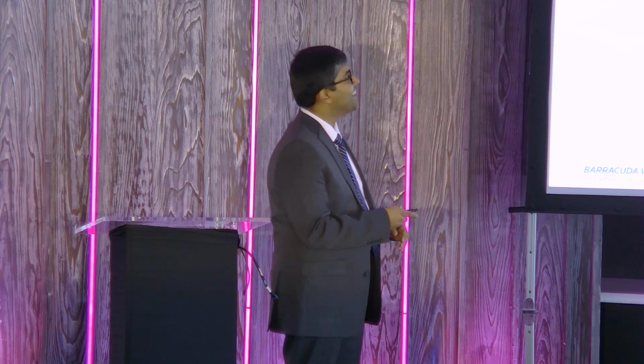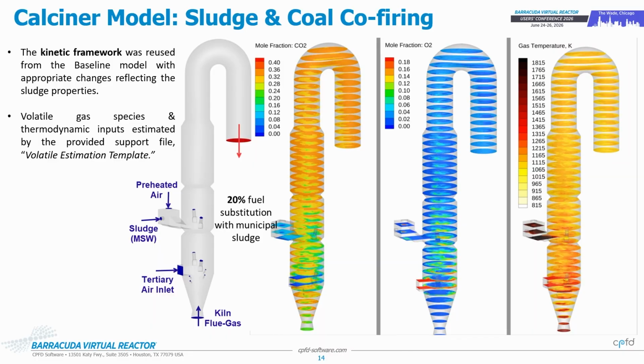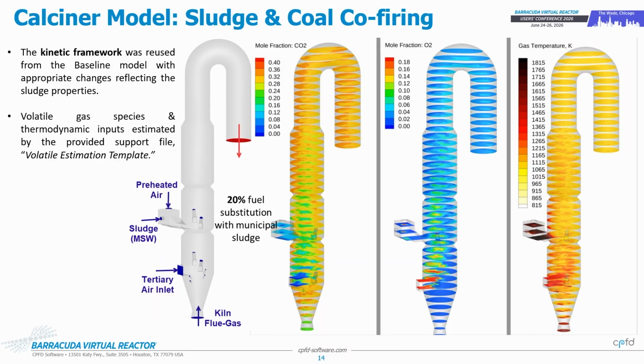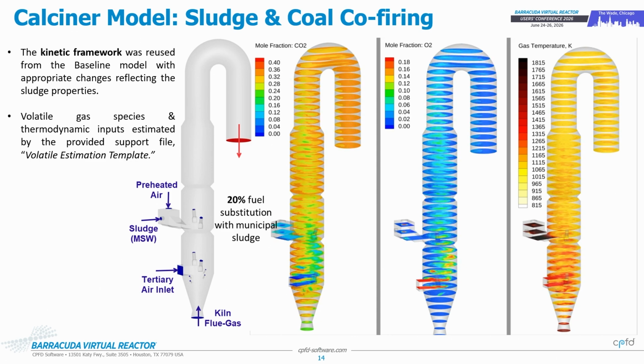Okay, so I do have one more slide, sorry. Now that we have developed the baseline model framework with coal only, we want to extend it. We want to see how it can be utilized. And here, this kinetic framework has been extended to study a co-firing scenario. Here, 20% of the coal fuel has been substituted with municipal sludge.